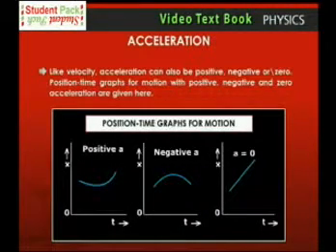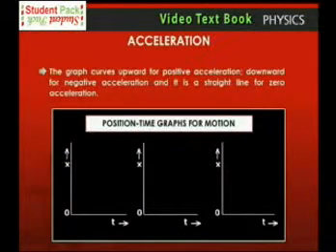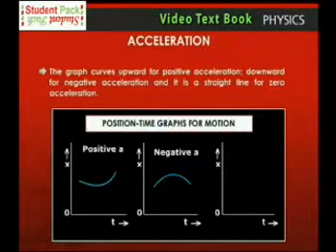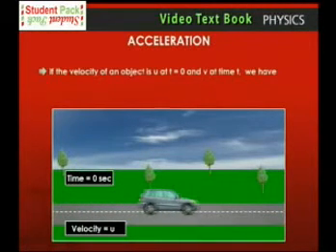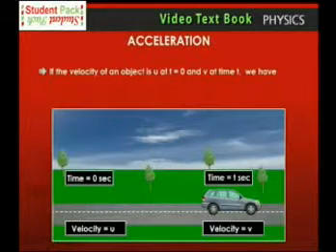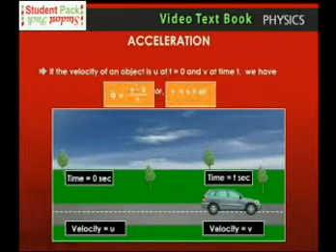The position time graphs for motion with positive, negative and zero acceleration are given here. Note that the graph curves upwards for positive acceleration, downward for negative acceleration, and it is a straight line for zero acceleration. If velocity of an object is u at t equal to 0 and v at time interval t, then we have average acceleration equal to (v minus u) by t, or we can rewrite the given equation as v is equal to u plus at.